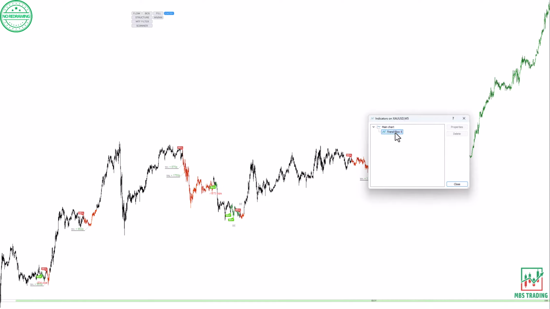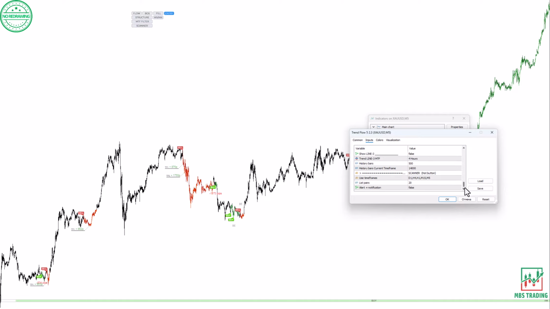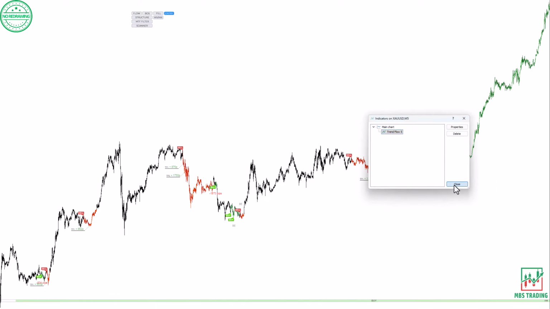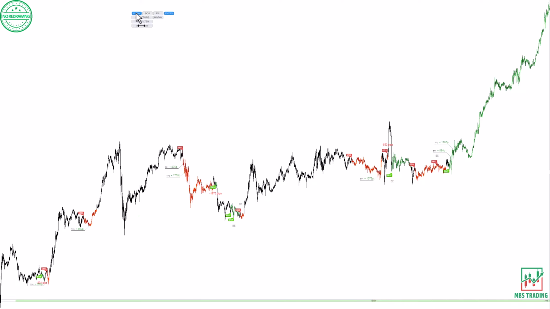The drawing results also depend on the number of candles analyzed. The higher the value set in the settings, the more accurate the calculations, but the slower your computer may perform.